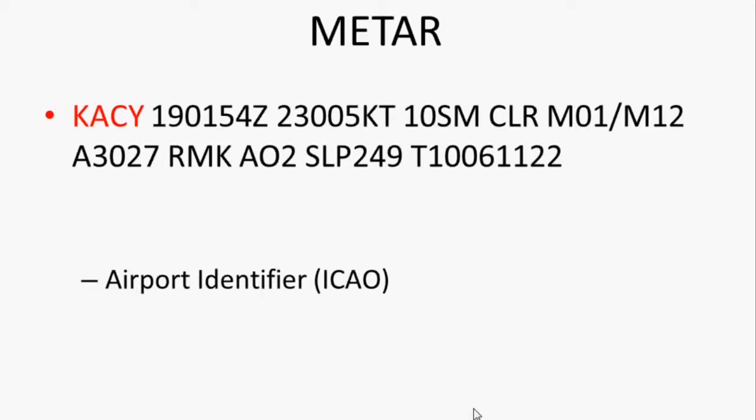First block of information is the airport identifier in ICAO format. In this example, we have KACY, which is Atlantic City International Airport. This lets you know which airport this weather information is valid for.